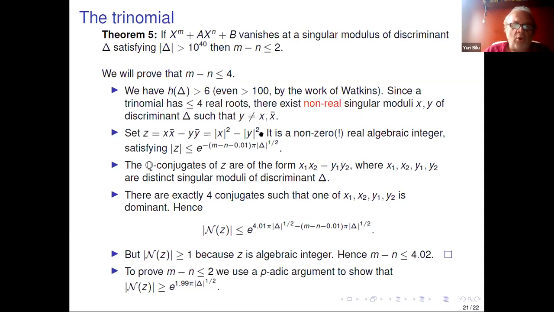And it must be very small, because we saw that non-dominant singular moduli have very, very close absolute values. And actually its absolute value is bounded by, well, let us forget about 0.01, essentially, m minus n times exponent of m minus n times pi square root of delta. And I include this small constant just to take care of some white noise.